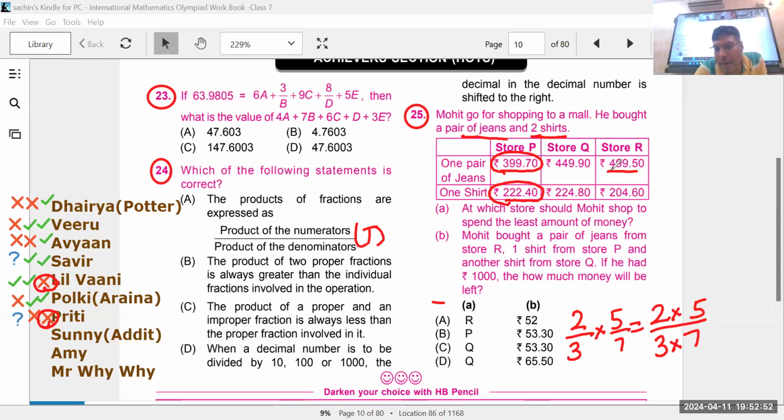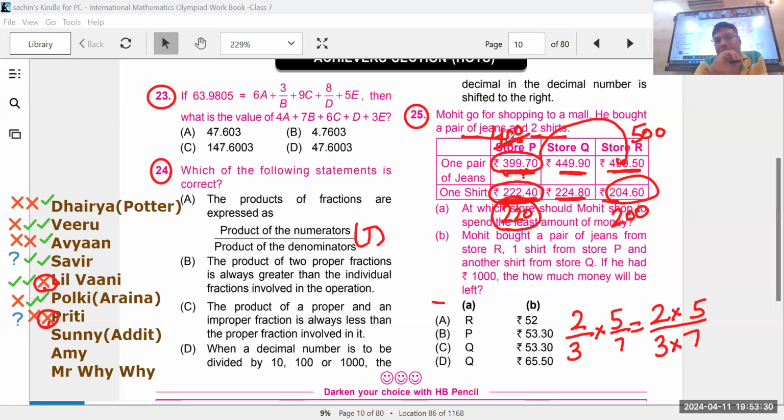So clearly this is 100 more, this is 50 more, but if this is 50 more, this is also more. So we can compare P and R. This is 100 more, so even if he buys two shirts, this is still going to be the least. So the answer should be B part without even calculation. Because this is 400, this is 220 approximately. So this is 400, this is 500. The difference in the shirts alone is about 20 rupees. So even if you buy two shirts, because of the jeans, this is going to be the least expensive.